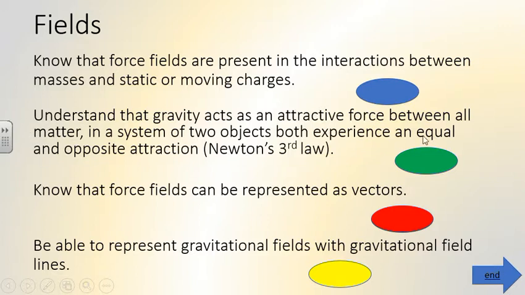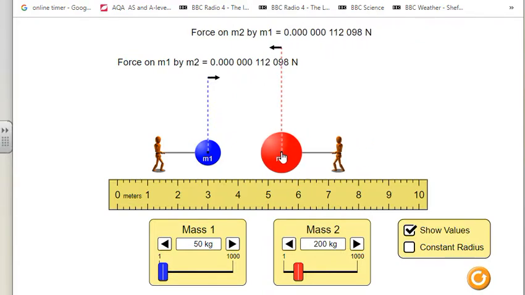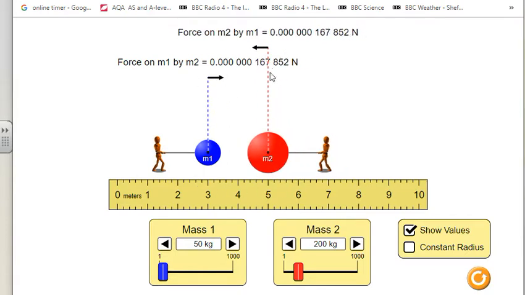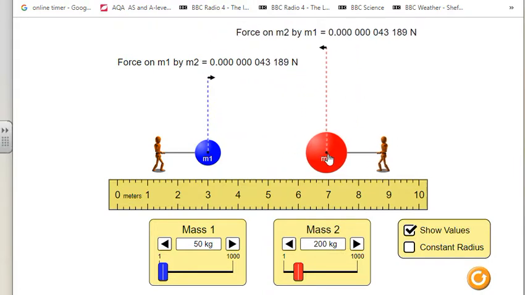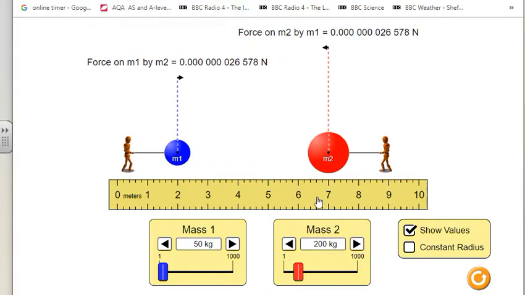So we need to have a little look. We're going to just focus on gravity now and look at gravitational attraction between two objects. Another simulation here shows two masses. Here we've got a mass of 50 kilograms and a mass of 200 kilograms. Up here we've got some arrows indicating the size of those forces. So you can see that as we vary the position, the distance between those two masses decreases, the size of those forces increases. It doesn't matter which one we move, you get a similar effect.